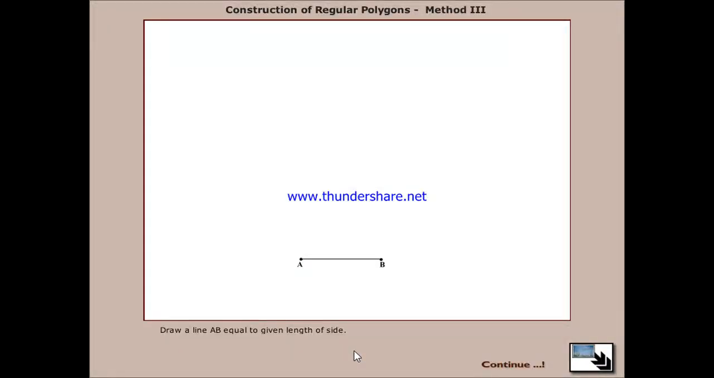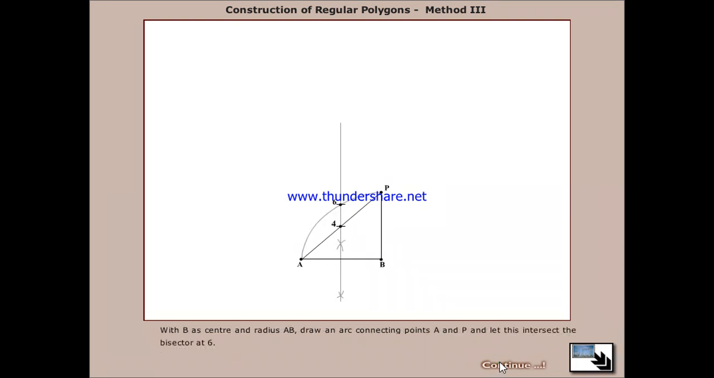Draw the line AB equal to the given length of side. At B, draw perpendicular line BP equal to AB, join AP. Draw the perpendicular bisector of AB and let this intersect the diagonal AP at 4. With B as center and the radius AB, draw an arc connecting points A and P. Let this intersect the bisector at 6.